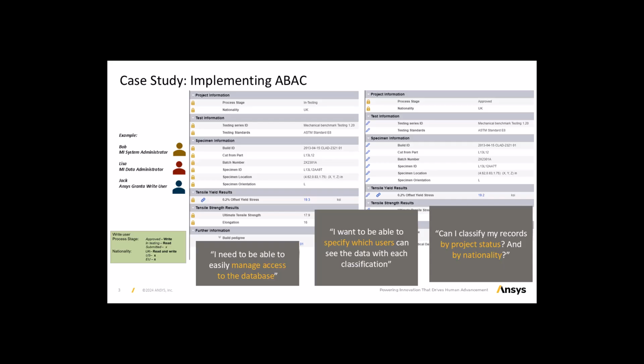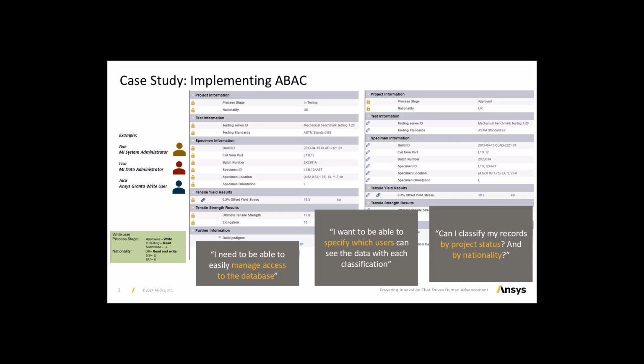We are going to see how Bob, an MI administrator, can define access to data in his database, based on two different access criteria: project status and user nationality. Lisa, the MI Data Administrator, will add to the database schema the attributes needed to define access control.